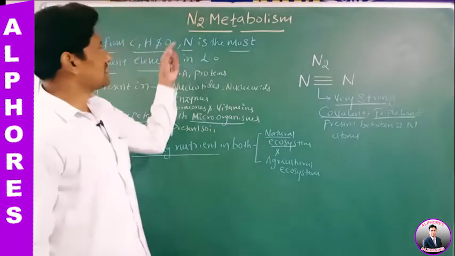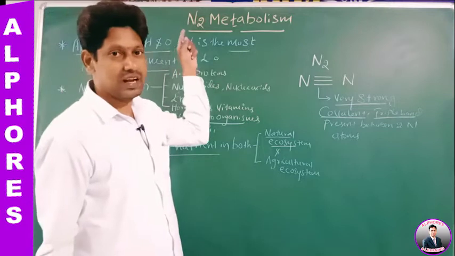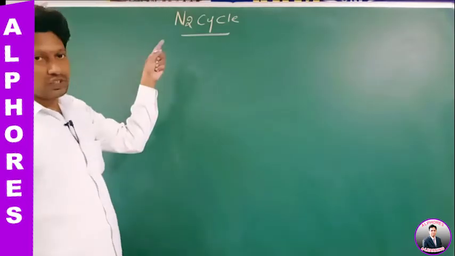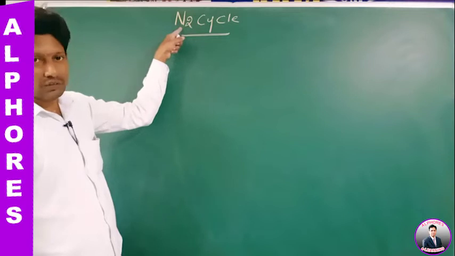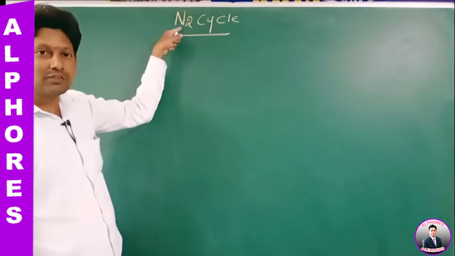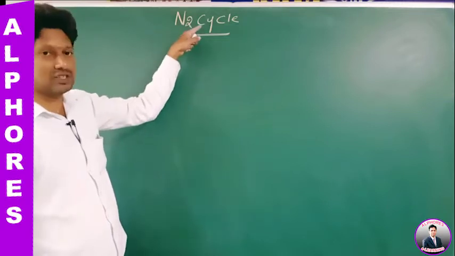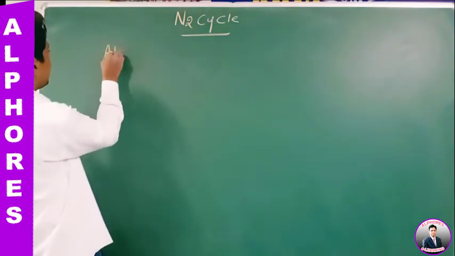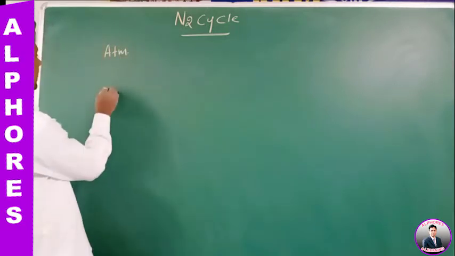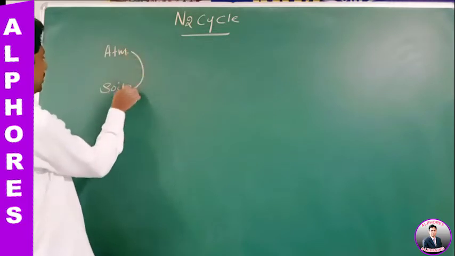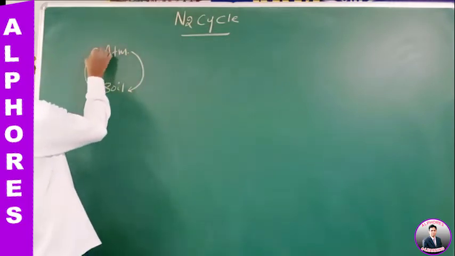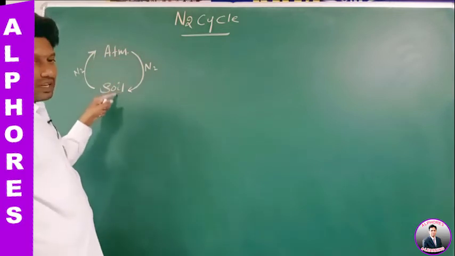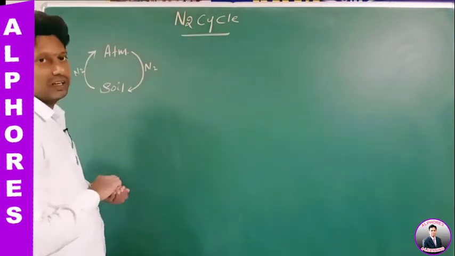In nitrogen metabolism, we are going to discuss the nitrogen cycle. What is the nitrogen cycle? The cyclic movement of nitrogen from atmosphere to soil, again from soil to atmosphere, is called the nitrogen cycle. It is a cyclic movement of nitrogen from atmosphere to soil, and again from soil to atmosphere.